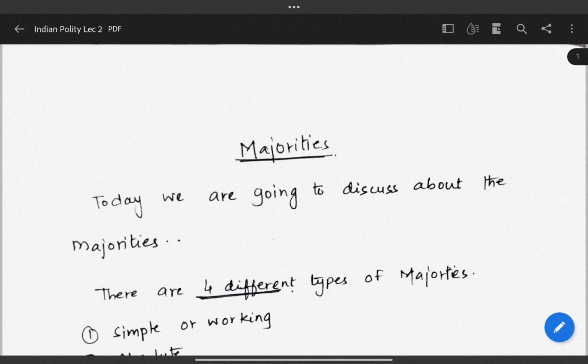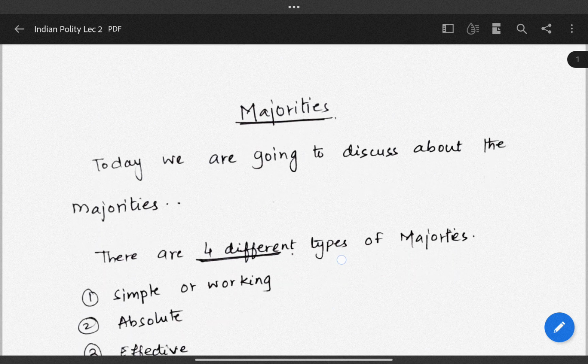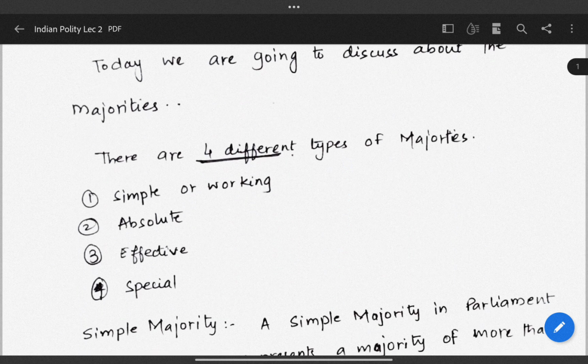Today we are going to discuss the majorities in the parliament. There are four types of majorities. First is simple or working, second is absolute, third is effective, and the fourth one is special.